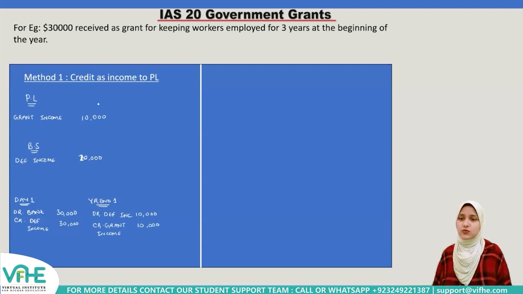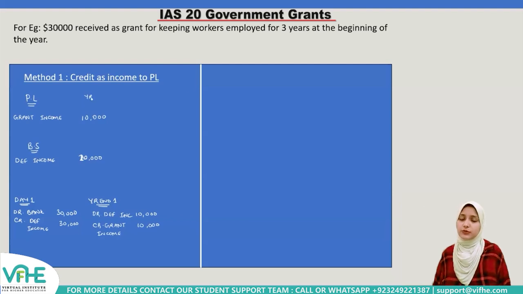Okay, so this is what I've shown in my profit and loss statement. After a full 1 year has passed, 10,000 is P&L grant income, and in my balance sheet I might have had on day 1 a 30,000, but now it's reduced and it's at 20,000 because 10,000 I'm reducing it. Okay, so this is how your P&L and your balance sheet would look like after year 1. Okay, after year 1 has ended.